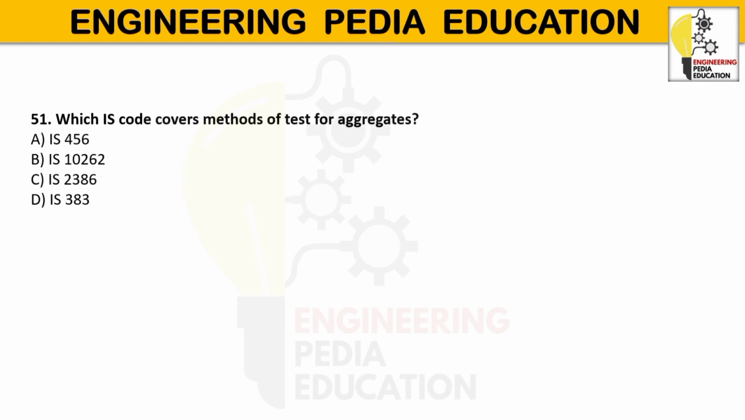Which IS code covers the method of test for aggregate? IS 456, IS 10262, IS 2386, IS 383. So IS 2386 covers the method of test for aggregate. Different parts of this IS code are mentioned for different aggregate tests. IS 456 is for concrete structure. IS 456:2000 we mostly use for concrete.